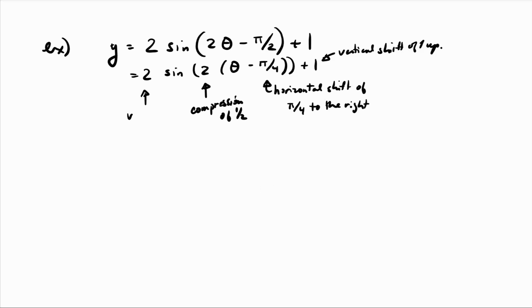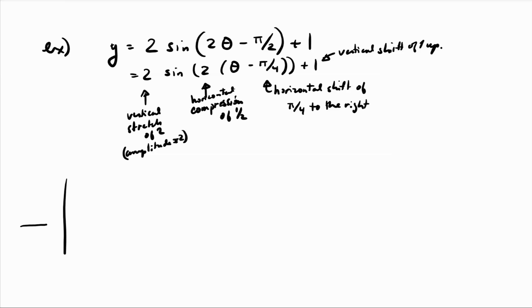And this is a vertical stretch. So this is horizontal compression, of course, and this is vertical stretch of 2. So the amplitude will be 2. So the absolute value of it, but it's already positive. So we've got pretty much everything we need.